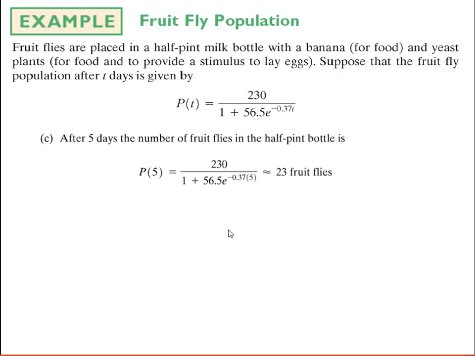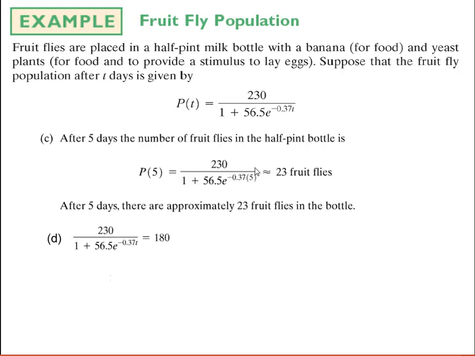And letter C says after 5 days, the number of fruit flies in the half-pint would be, and we're going to plug in 5 to find the population after 5 days. So if I plug 5 in, take out my calculator, I'm going to get about 23 fruit flies after 5 days. And letter D said, when will the population be 180 fruit flies? So I'm going to set the population equal to 180 and solve for t.